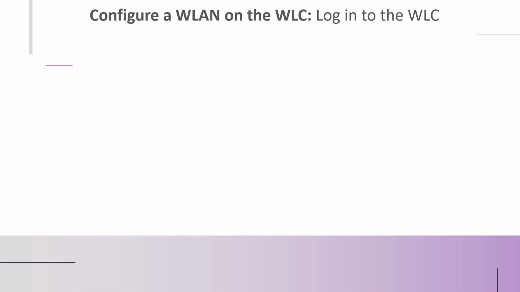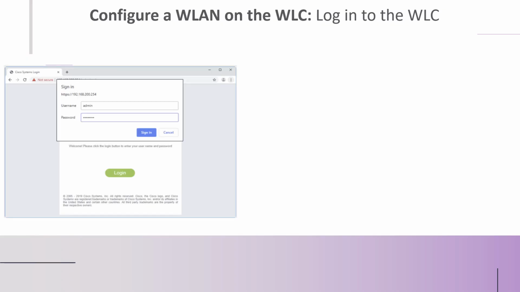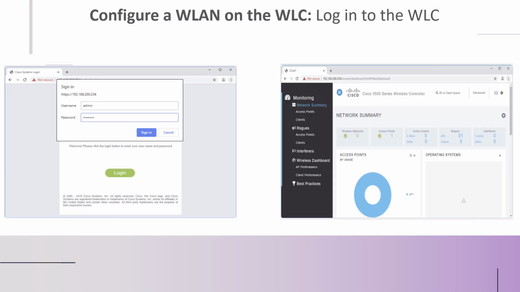Here in this figure, it shows the login into the wireless controller with credentials that were configured during initial setup. The network summary page is a dashboard that provides a quick overview of the number of configured wireless networks, associated access points and active clients. You can also see the number of rogue access points and clients, as shown here in this figure.